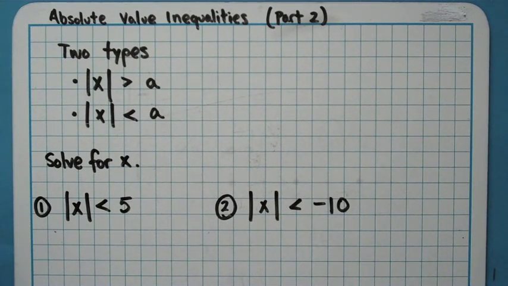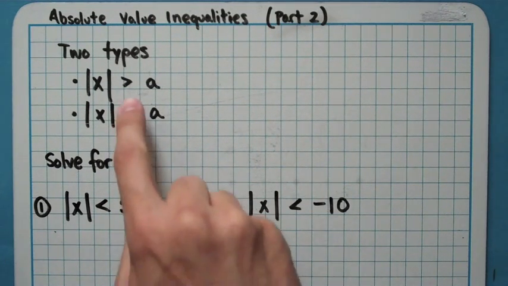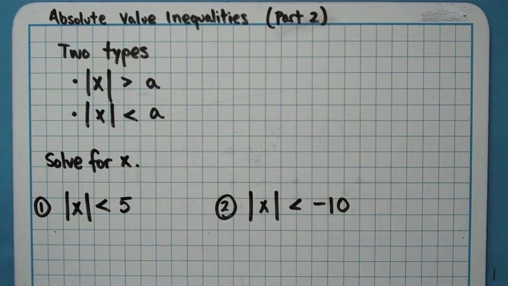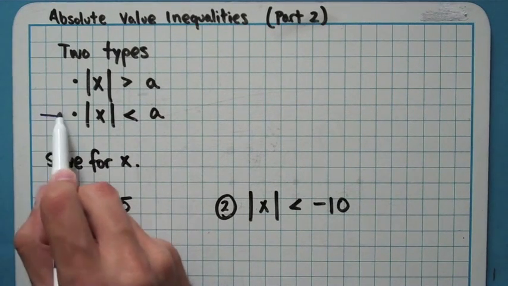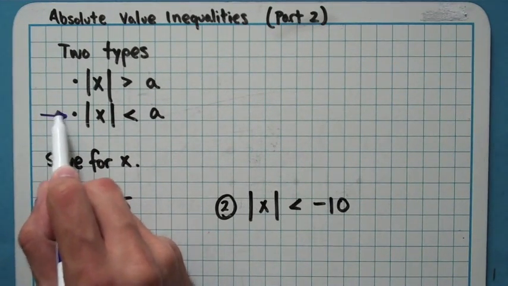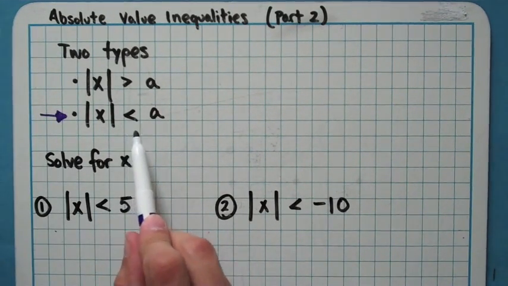Alright, so this should be our final topic of the chapter, actually. We talked about absolute value inequalities with greater than signs, like this first type right here. This last video is going to focus on the second situation, when we have absolute value inequalities with less than signs involved.